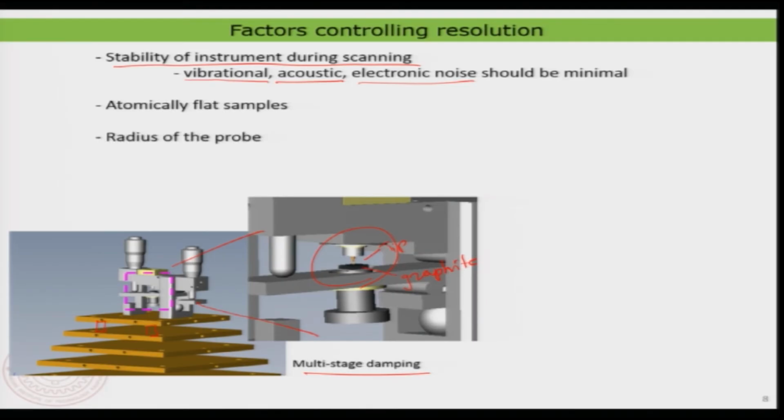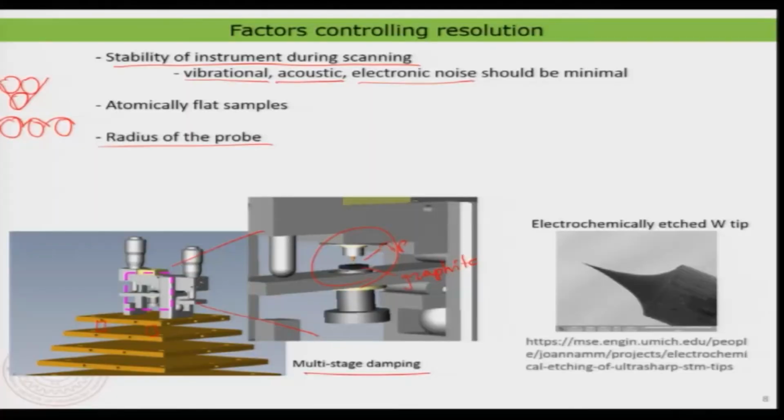Then the most important thing is the radius of the probe. Imagine that you want to resolve atoms that are spaced like that. If I would use a tip which is much bigger than the spacing between the atoms, you cannot resolve it. It is very obvious. Therefore, the sharpness of the tip should be typically in the order of the spacing between the atoms on the surface. So it is quite important that you make an atomically sharp or nearly atomically sharp tip. It is surprising how you do that.